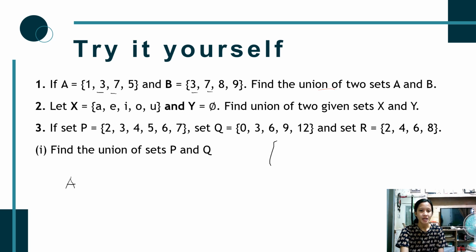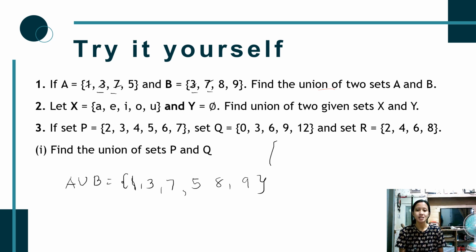Therefore, we will have A union B is equal to 1, 3, 7, 5, 8, and 9. You can write the elements in order or not in order, as long as all the elements are included in your final answer. So again, when we say union of sets, all you have to do is add all the elements and then omit the repeated elements.